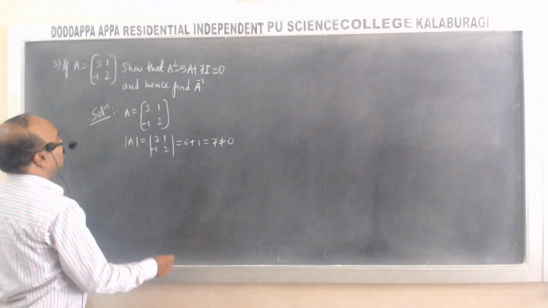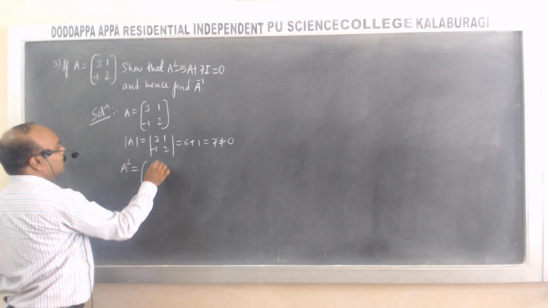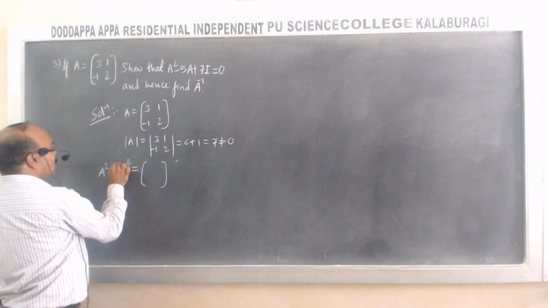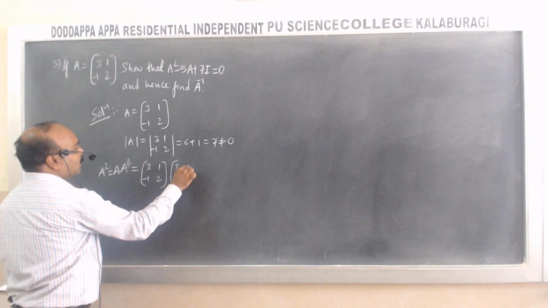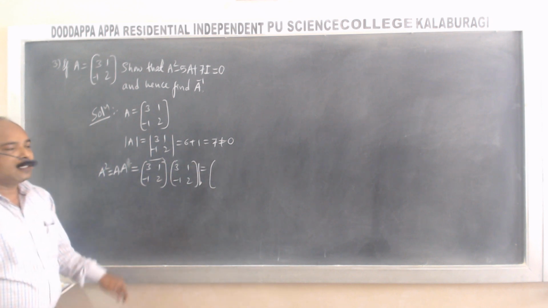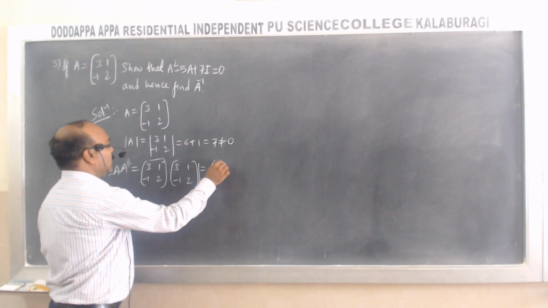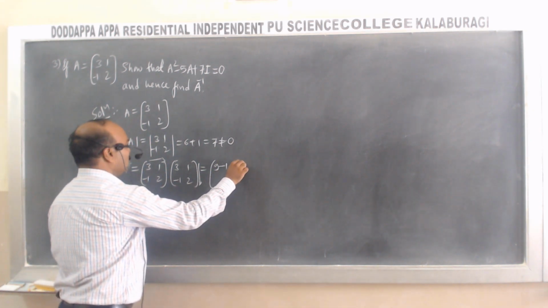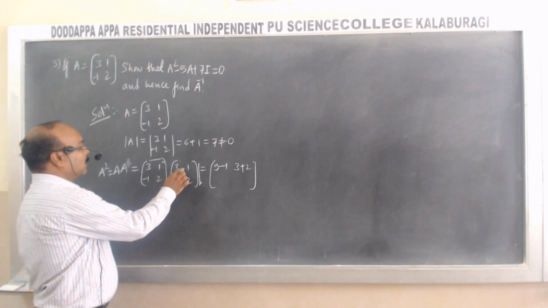Then after that we go for A square. A square is given by A into A. A square equal to A into A. A is 3 1 minus 1 2 into 3 1 minus 1 2. Multiplying these two matrices, we get 3 into 3 is 9, minus 1 into 1 is 1, 3 into 1 is 3 plus 1 into 2 is 2. Next second column, minus 3 minus 2.